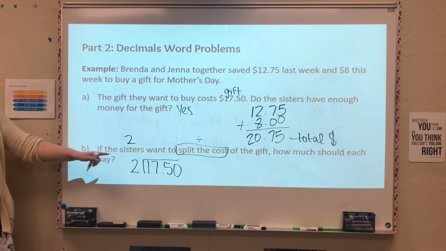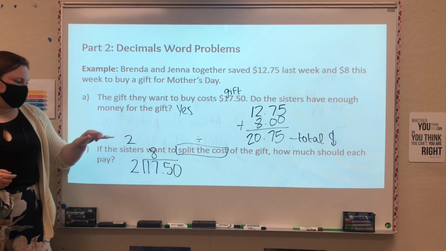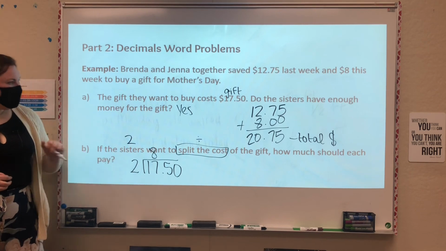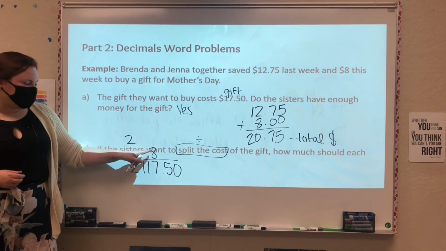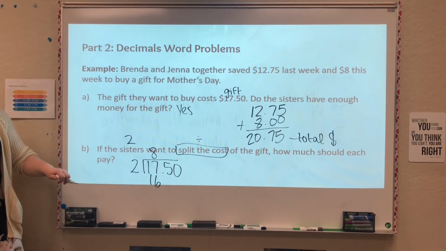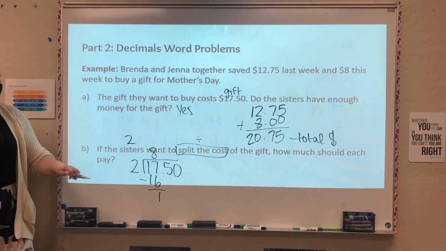2 goes into 17 8 times. So my 8 goes here. I think it's $7.50. No, wait, $8.50. No, 25 cents. Let's keep going. So you said 2 goes into 17 8 times. I heard 16. So we get a remainder of 1. Bring down the 5.